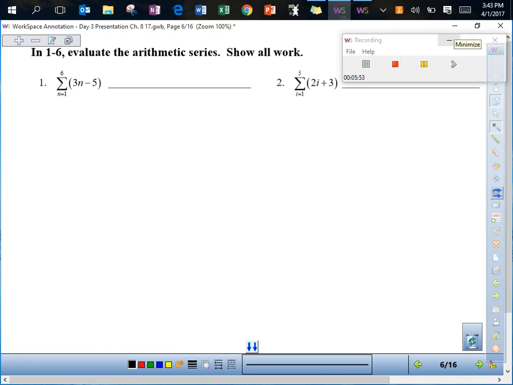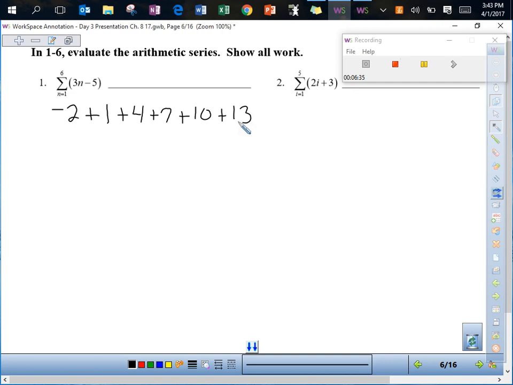What it says is I need to add up the first 6 terms generated by the sequence 3n minus 5. Just so you can see what we're doing, and since there's only 6 terms, I don't mind listing this out. I'm going to plug in a 1 to find the first term. 3 times 1 is 3, minus 5 is negative 2. The Greek letter sigma means I'm adding them up. Now I'm going to plug in a 2 to get the second term. 3 times 2 is 6, 6 minus 5 is 1. I'm going to plug in a 3 to get the next term, a 4, a 5, and a 6 to get the remaining terms.